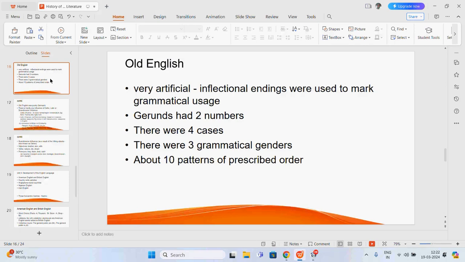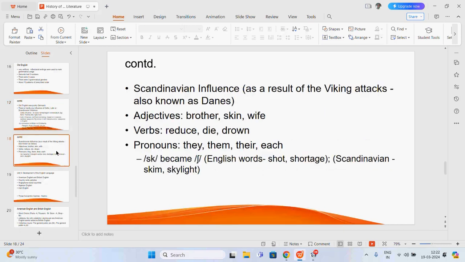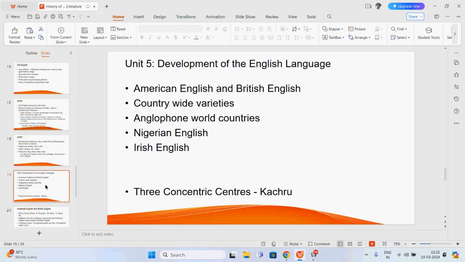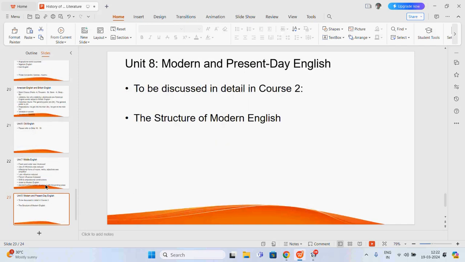Gerunds had 2 numbers there. There were 4 cases, and there were 3 grammatical genders, and about 10 patterns of prescribed order were used in Old English. Old English was purely Germanic based. The Celtic influence, the Latin influence on Old English words is given there as examples. We also look at the Scandinavian influence on the English language.